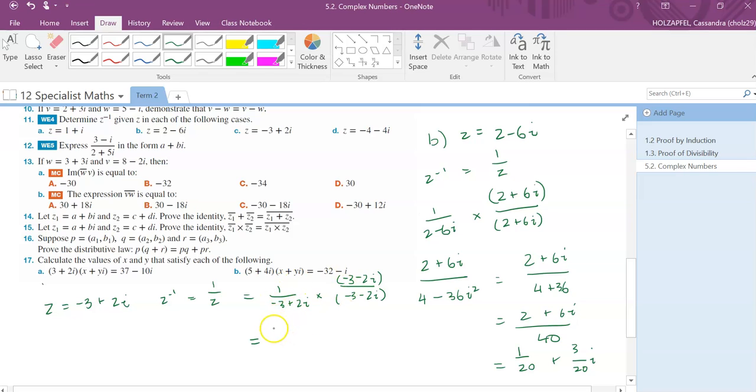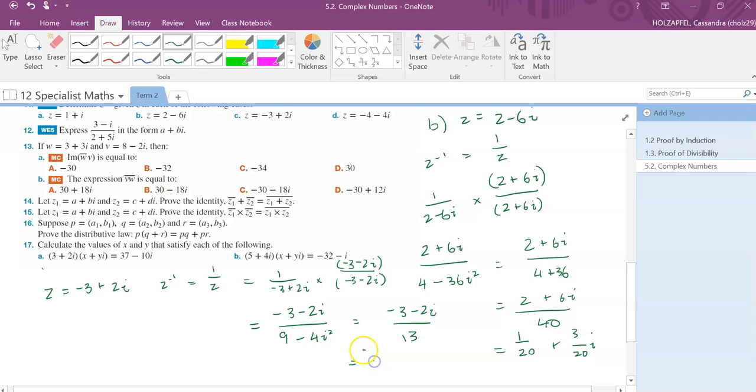So then multiplying the numerators, I get -3 minus 2i. And then the denominators, using my difference of two squares rule, -3 times -3 is going to make 9. And then this is going to make -4i squared. Now I'm going to change this into -1, so -4 times -1 is going to make +4, so this becomes (-3 minus 2i) over 13. Then we've got to separate the real parts and the imaginary parts, so we're ending up with -3/13 minus 2/13 i.